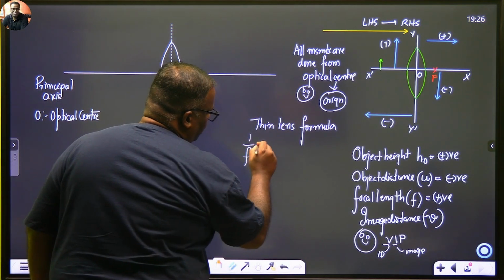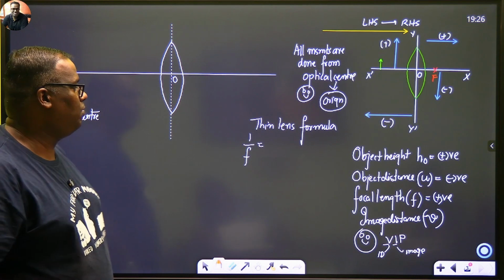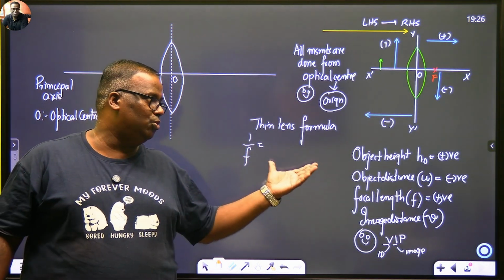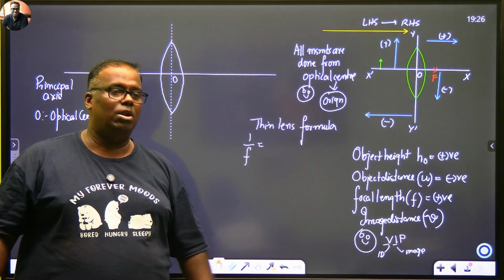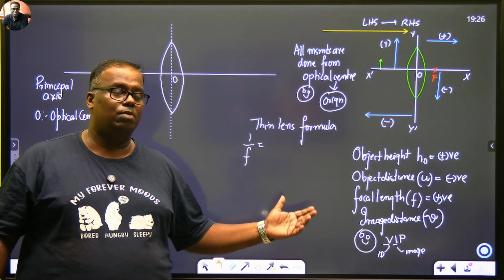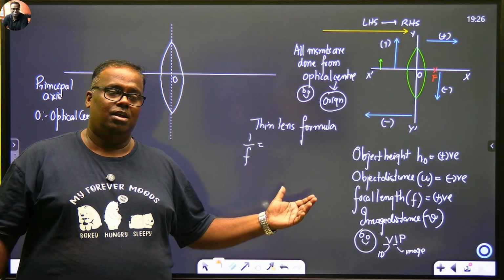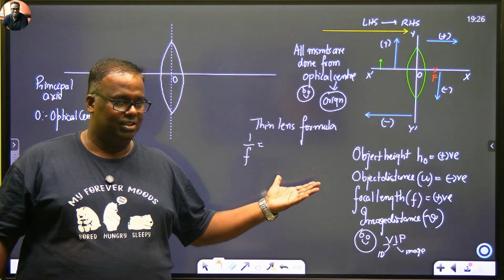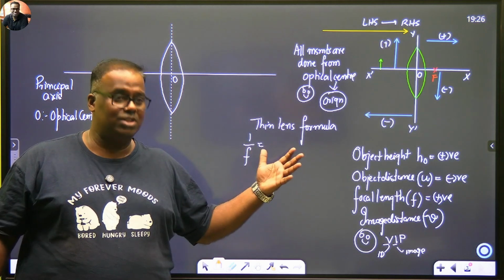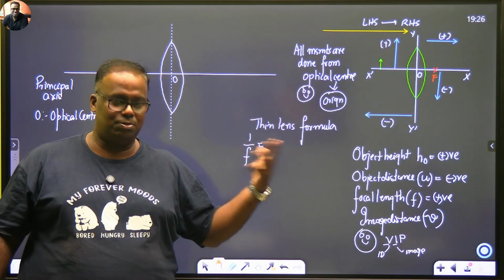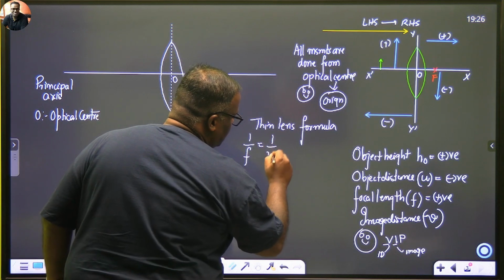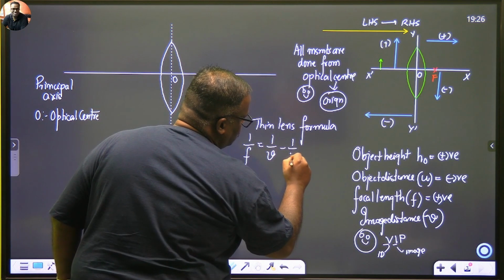1 upon f is equal to, this is the part that in CBSE, ICSE, you don't learn, but it's better you know it. 1 upon f is equal to, remember like this. In India, we have what type of culture? VIP culture. So VIP always is given first precedence. So V comes first. 1 upon V minus 1 upon U.